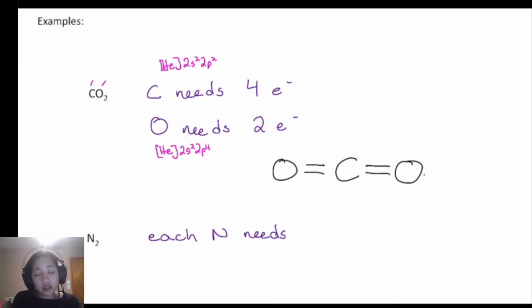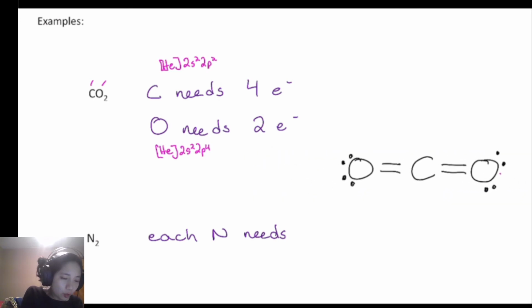So now carbon has its octet filled. But remember, oxygen has 6 electrons total, and it only shared 2 of them. So that's how that comes together. Maybe I should draw the Lewis structure for all of them, so I'll rewind a little bit.